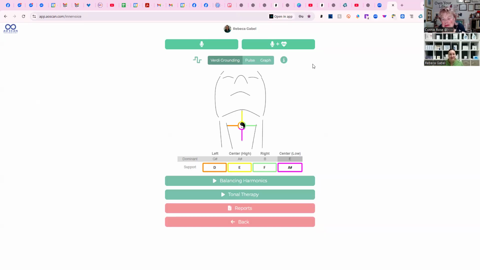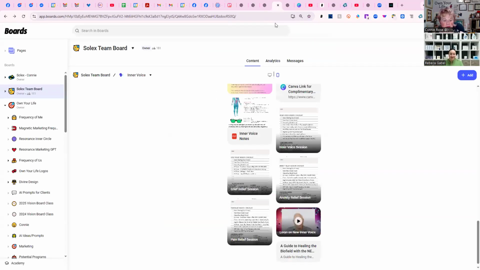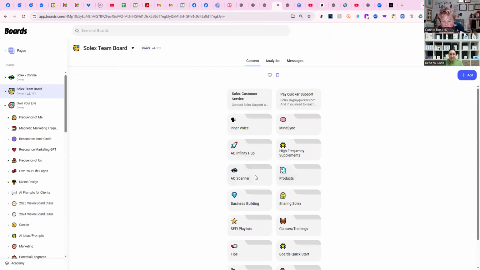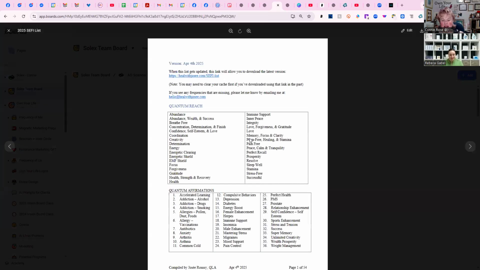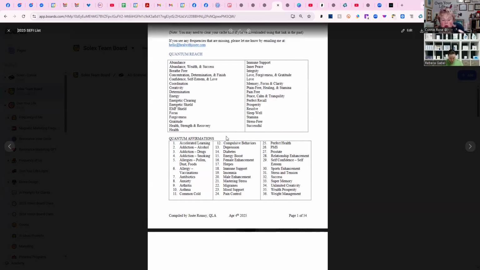I get paid to bless people. That's what we get paid to do. And it solves their problems. I know I've sent it to you, and it's in our team boards, under AO scanner, we have this list, and it's like 50-some pages of frequencies. If you want to talk to somebody and want them to know what our software can do, I always send this list as a follow-up.